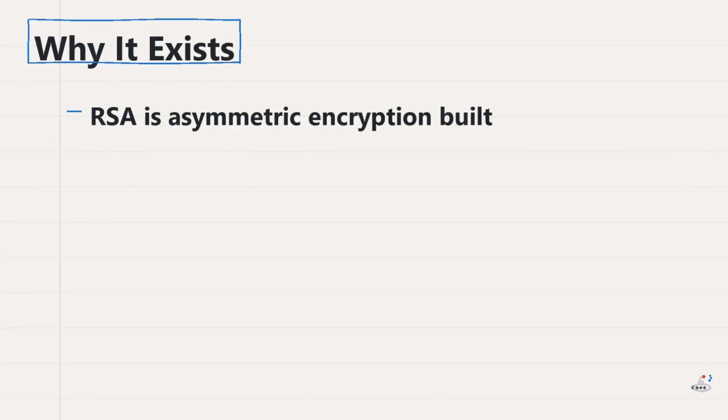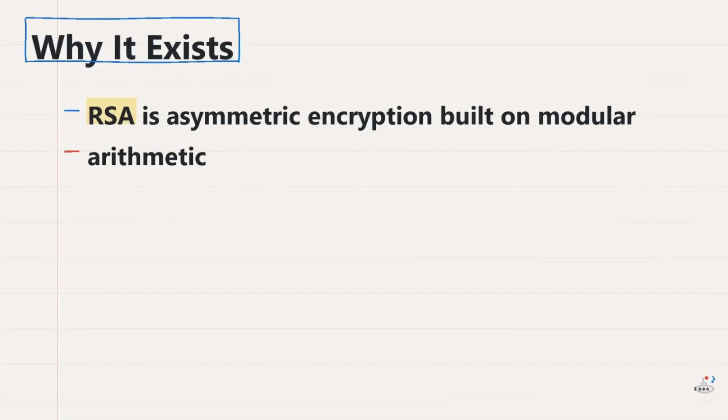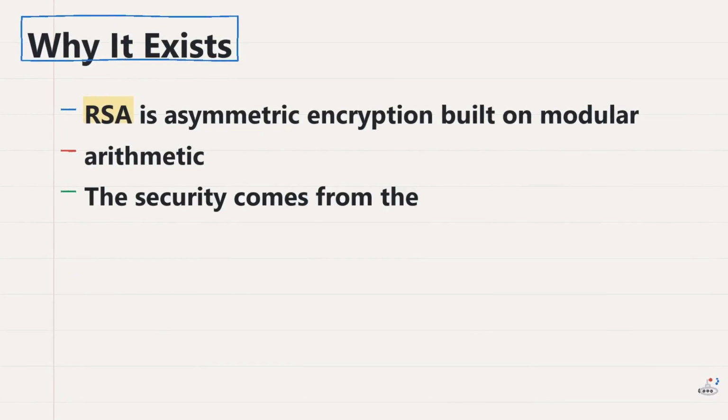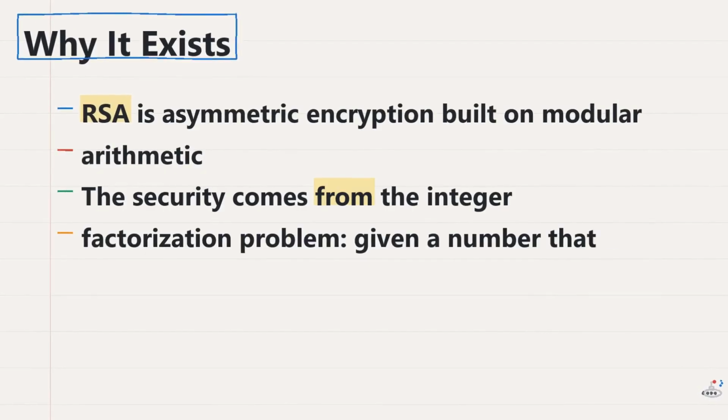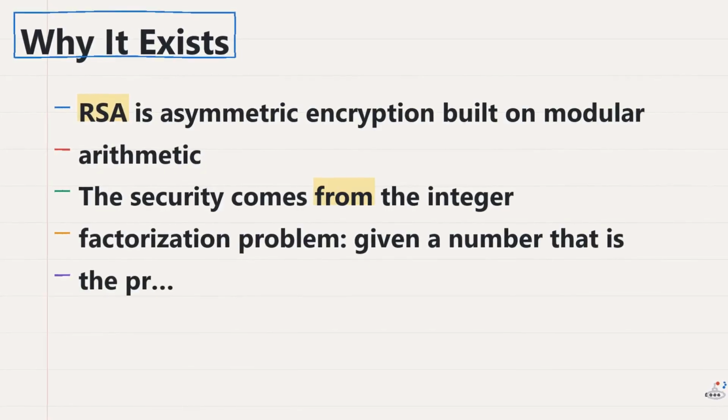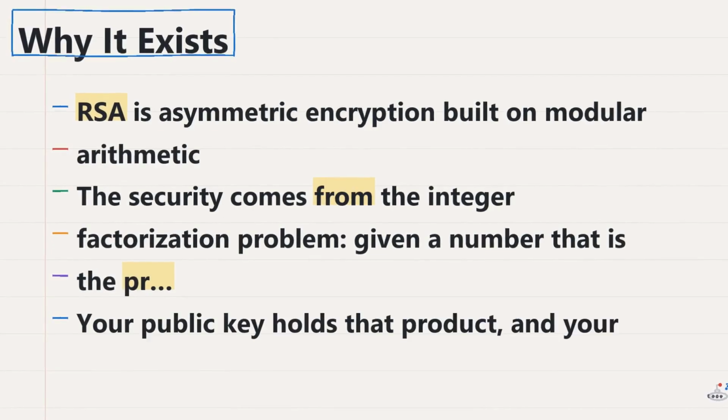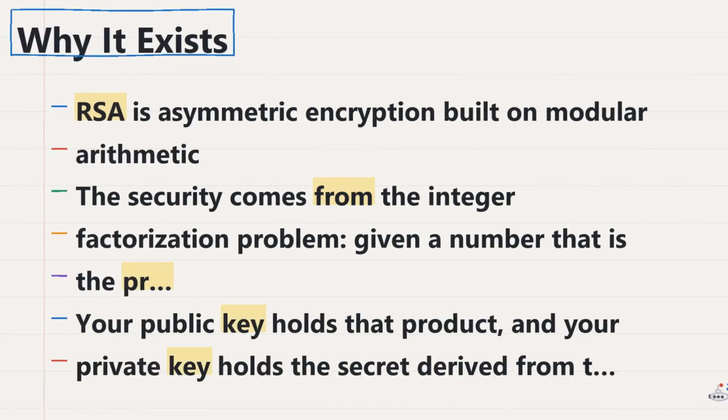RSA is asymmetric encryption built on modular arithmetic. The security comes from the integer factorization problem. Given a number that is the product of two large primes, no efficient algorithm can recover those primes. Your public key holds that product, and your private key holds the secret derived from the primes themselves.